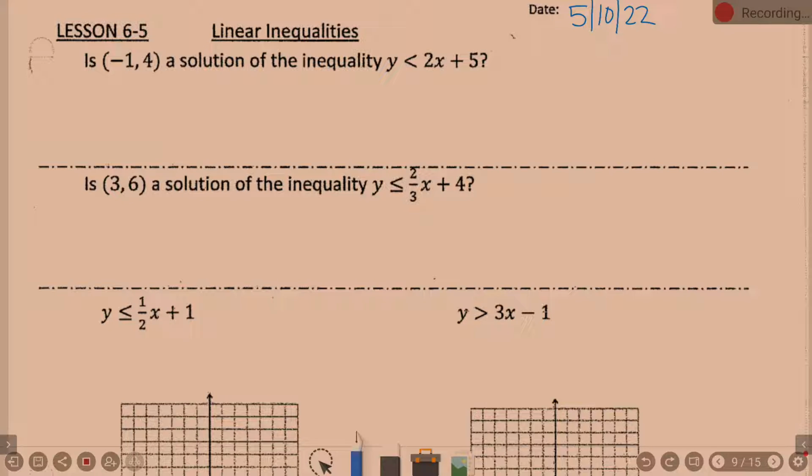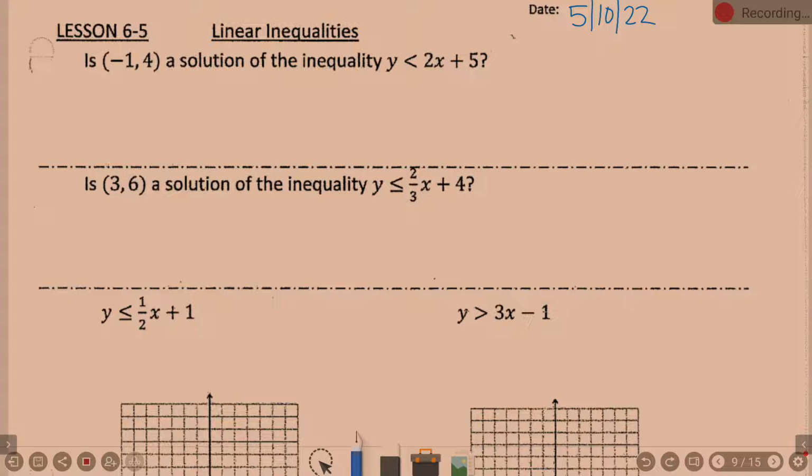Okay. Now, before we get into the graphing, how do we answer this question? Is (-1, 4) a solution of the inequality y is less than 2x plus 5? Thoughts of how we answer that, or how we work that so that we can answer it, I guess is what I want to say. Rylan? Put -1 for x.